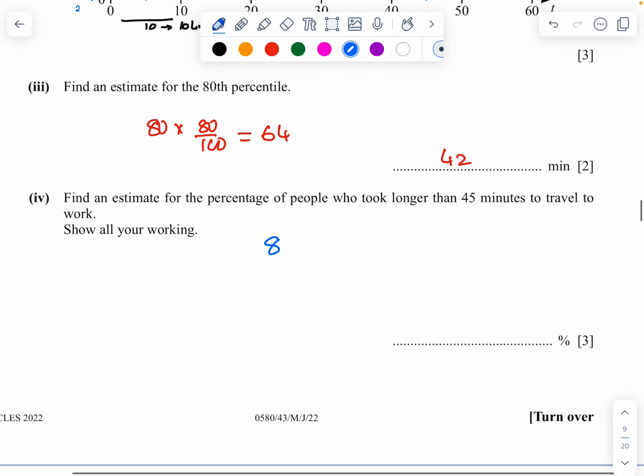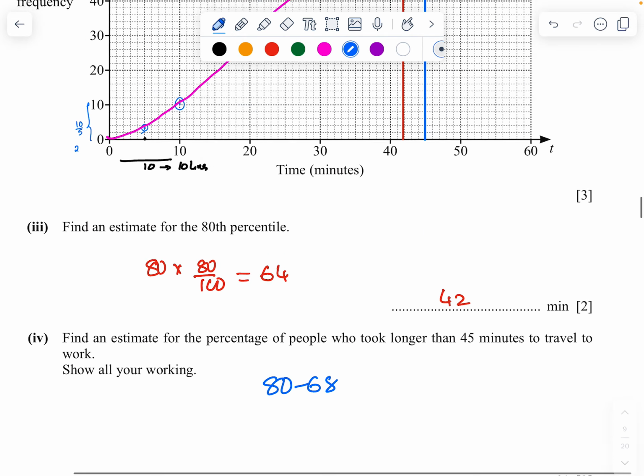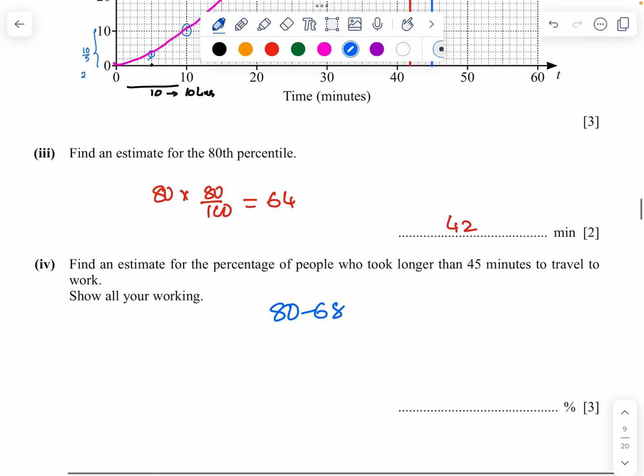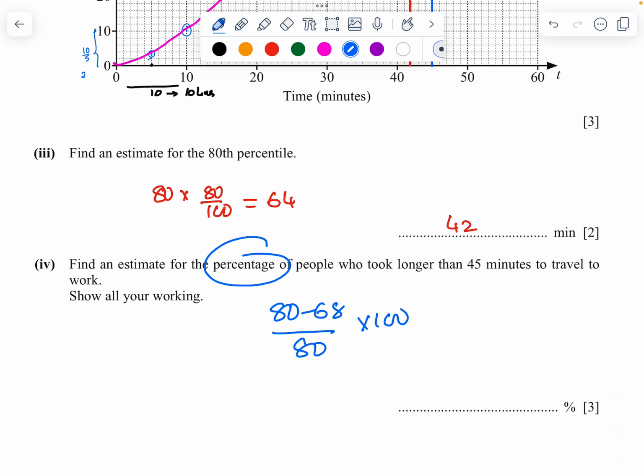So 80 minus 68: this many people took more than 45 minutes. 80 minus 68 divided by 80 times 100, because he's asking for a percentage. Which is 12 by 80 times 100. Do it on the calculator. Different people may get different answers. 1200 divided by 80 is going to be 15. That's the answer.